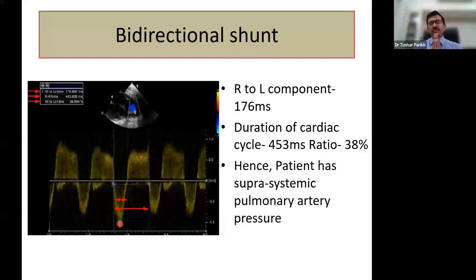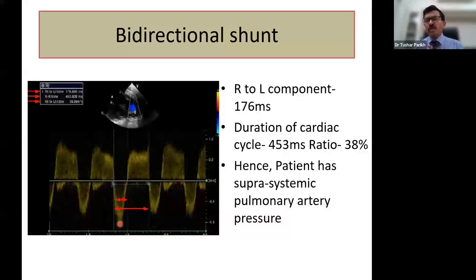If it is clearly a left to right shunt, you are going to subtract from the systolic blood pressure. If it is a pure right to left shunt, you are going to add to the systolic blood pressure. And if it is a bidirectional shunt, you are going to measure the right to left component. If the right to left component is less than 30% of the cardiac cycle, your pulmonary pressure is less than systolic pressure. And if the right to left component is more than 30% of the cardiac cycle, your pulmonary pressure is higher than systemic blood pressure. So this is the second method by which we estimate the pulmonary arterial pressure.